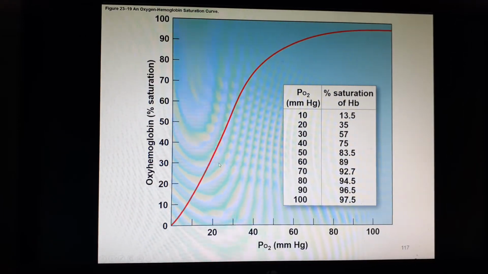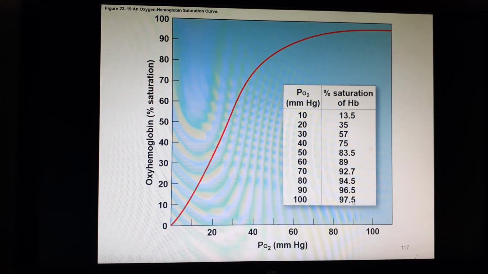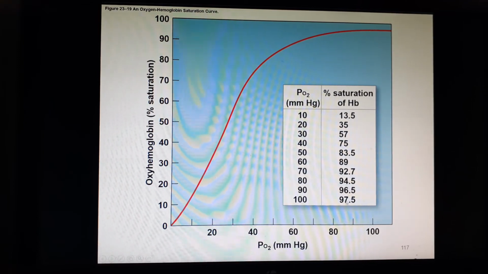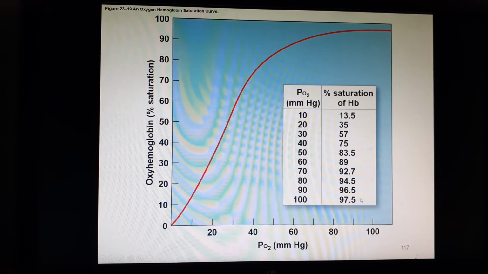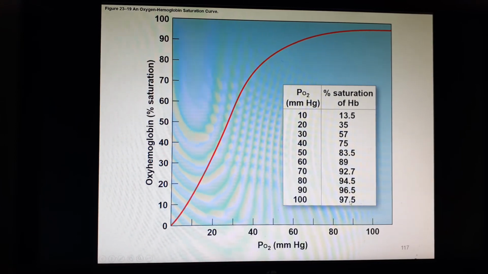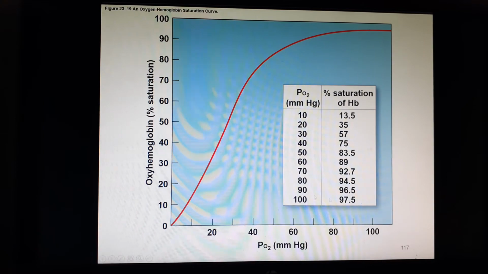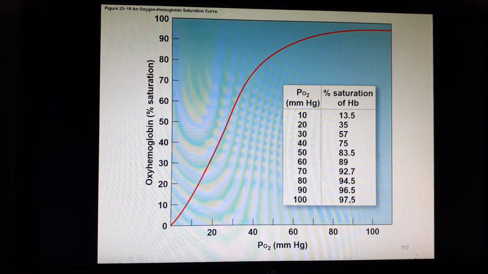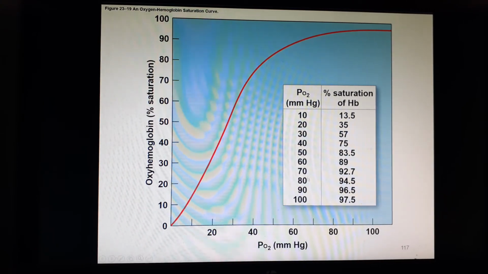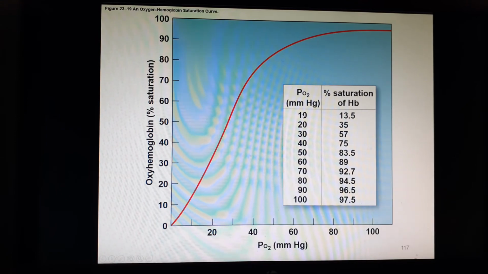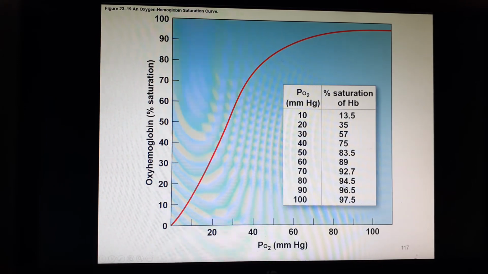And here is that curve. So that's showing you, at the different pressures of oxygen, how much of the hemoglobin is saturated. Remember, we start out here at 100 millimeters of mercury at the lungs. And so 97.5% of the hemoglobin on those red blood cells has oxygen bound to it. Okay? And as we get fewer millimeters of mercury, we're going to lose the ability to hang on to the oxygen.